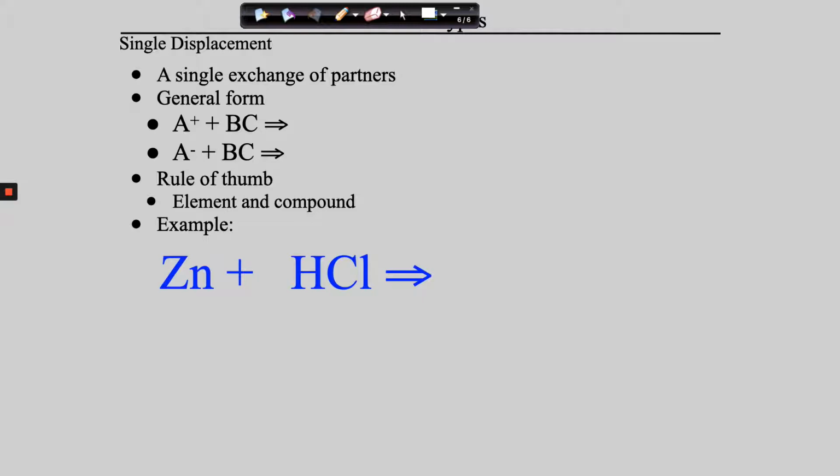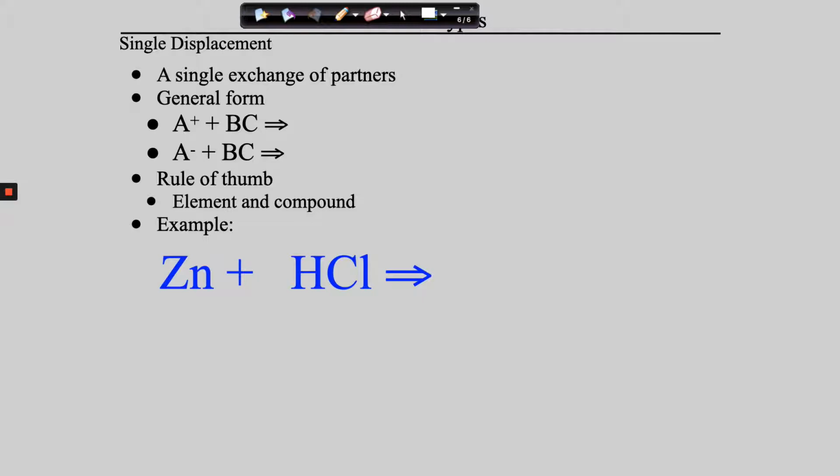All right, so guys, how do we know that this is a single displacement reaction? Well, over here on the left, we got an element, zinc, right? Again, you're going to do this in lab on Tuesday, and then you're going to blow it up. We'll talk later. So this is zinc, and this is hydrochloric acid, HCl. So guys, this is a single displacement reaction.